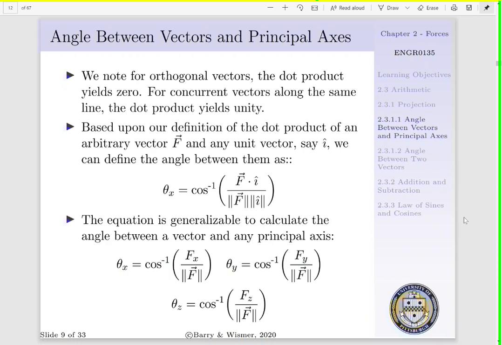Thus, we can generalize this equation to calculate the angle between any vector and any principal axis. That is, we can say theta sub x would be equal to the cosine inverse of f sub x, i.e. the x component of our vector, per the magnitude of f. Theta sub y would be equal to the cosine inverse of f sub y per the magnitude of f. And theta sub z is equal to cosine inverse of f sub z per the magnitude of f. That is, we have three principal angles that define the angle between our vector f and our principal axes.